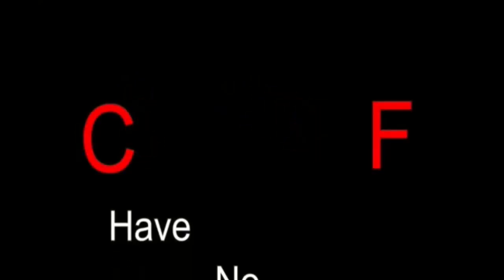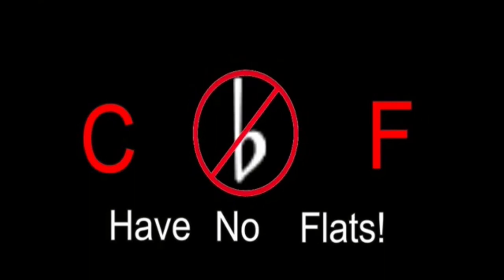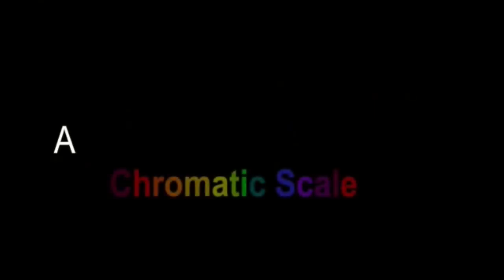Using flats to name the notes that are in between the 7 letters of the musical alphabet works well when going backward through the chromatic scale. The 2 notes that do not have flats before them are C and F. Keep this in memory! C and F have no flats. With this fact in mind, here is the chromatic scale backwards from high to low: A flat, G flat, F, E flat, D flat, C, B flat, A.